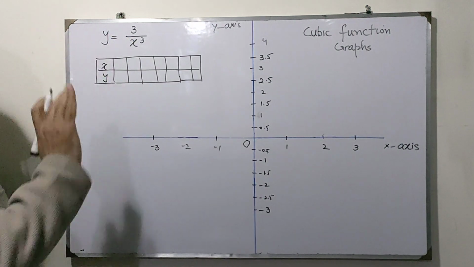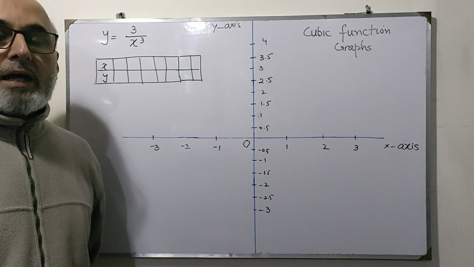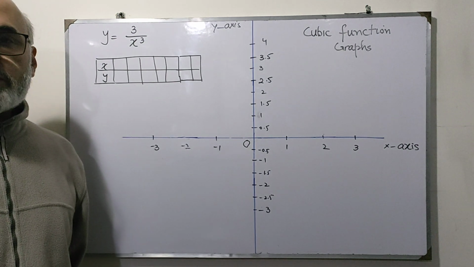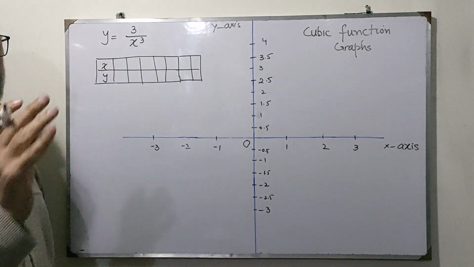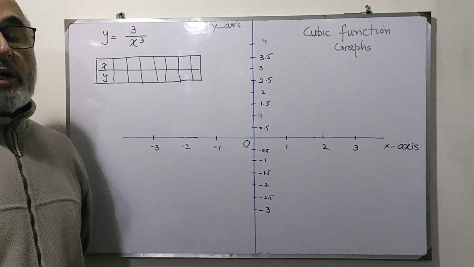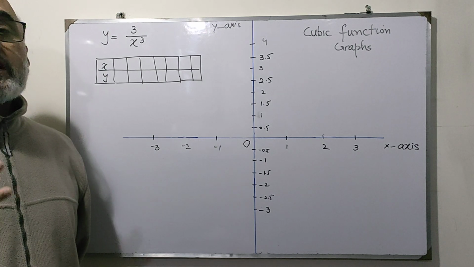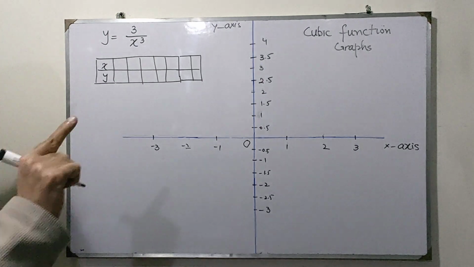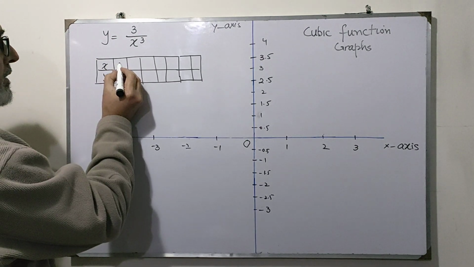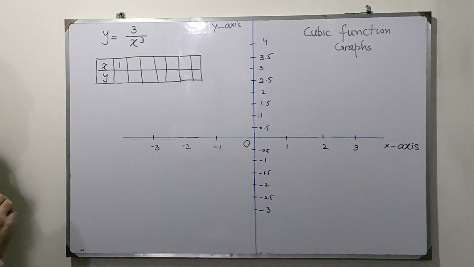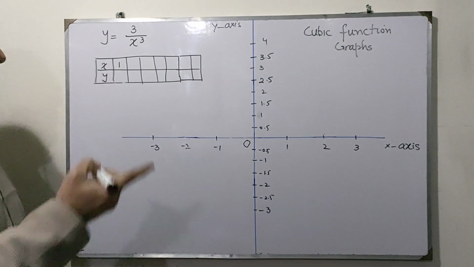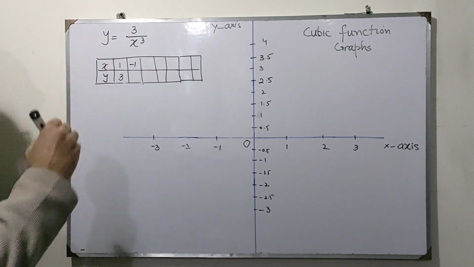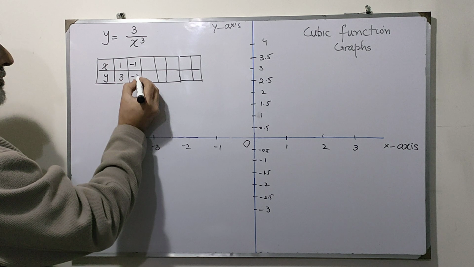Now let's take the values for x and y. This is a situation where I cannot take x equal to 0, because if I am going to divide 3 by 0, it's going to be undefined. So when we are not taking x equal to 0, it clearly means that something is not intersecting the x-axis. Let's start with 1. Dividing 3 by 1, obviously we are going to get 3. For minus 1, I'm going to get minus 3.